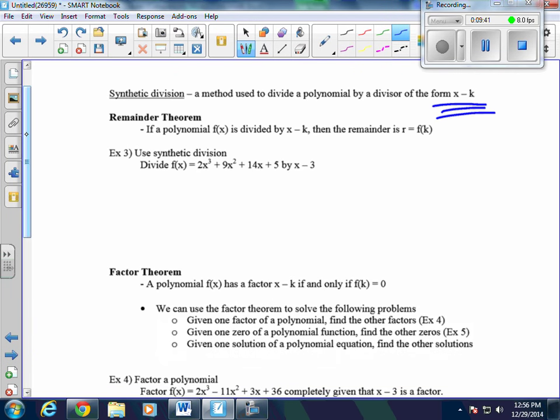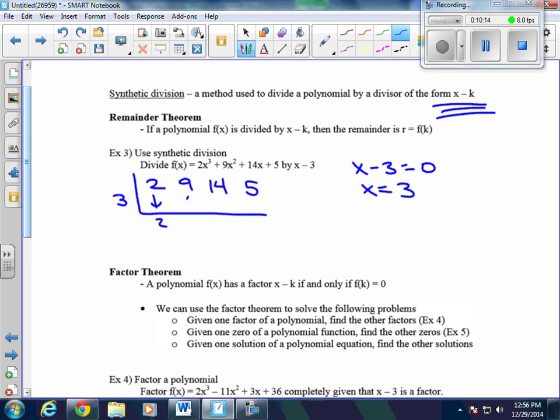We're going to use synthetic division in example 3 to divide this polynomial, f of x equals 2x cubed plus 9x squared plus 14x plus 5 by x minus 3. So again, we're going to write our coefficients. And remember, again, we have to have every column represented. Now, if x minus 3 is a factor, we want to know what the zero is. Well, it's 3, because if we solve it, we'd get x equals 3. So 3 is the number we're going to put in here.